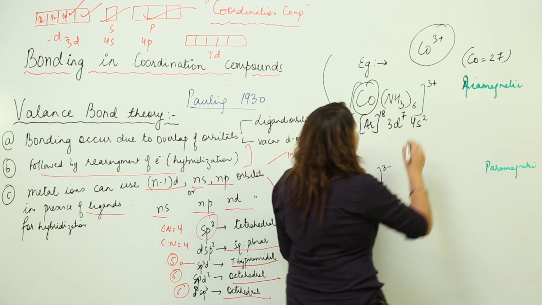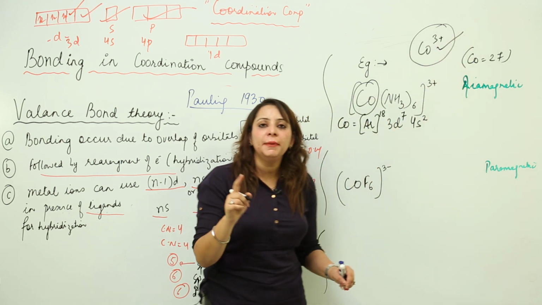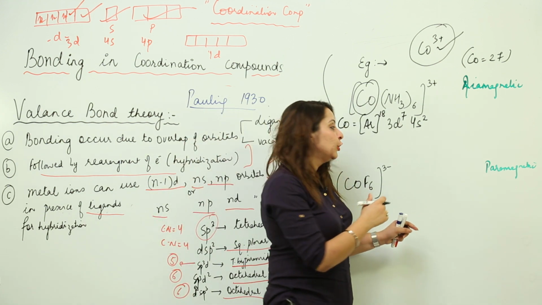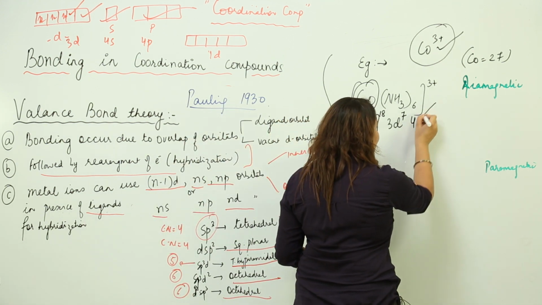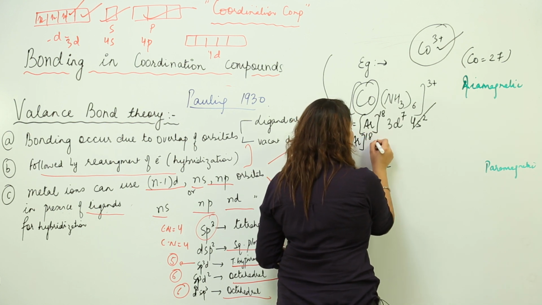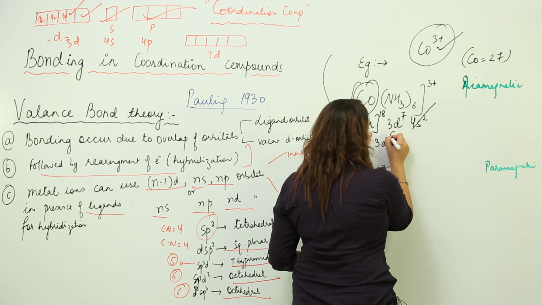Here I need to make it 3 positive because its oxidation number is 3 positive, so I need to remove 3 electrons. Obviously I will be removing 2 from the 4s and 1 from the 3d. So what am I left with? I am left with argon 18 and 3d6.